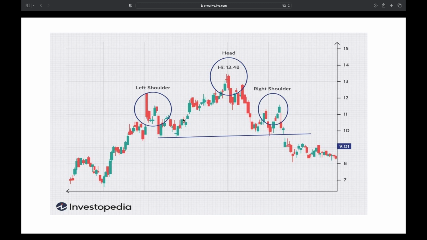You have an uptrend up here. Once it breaks the neckline, you have a downtrend. This is what you want to trade, the downtrend. A head and shoulders pattern.